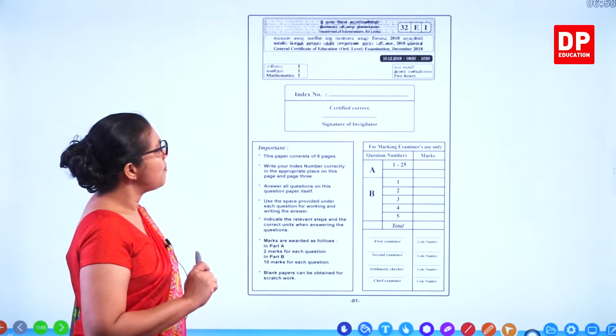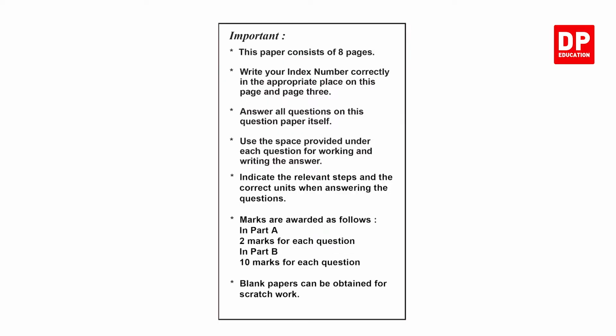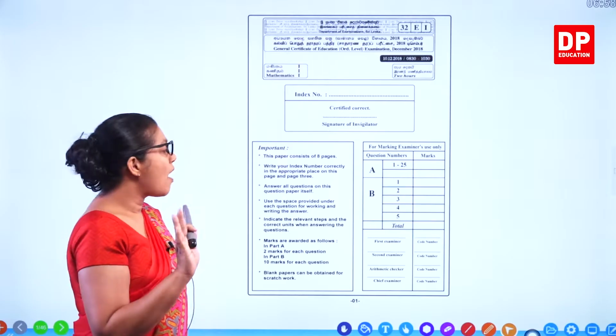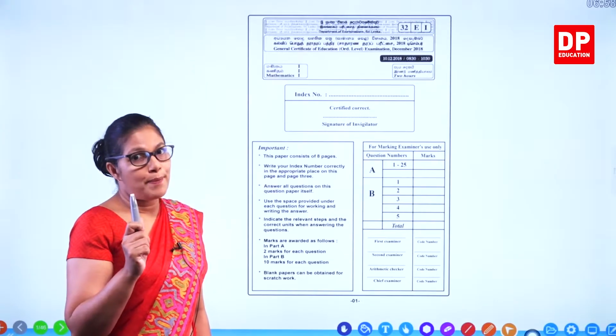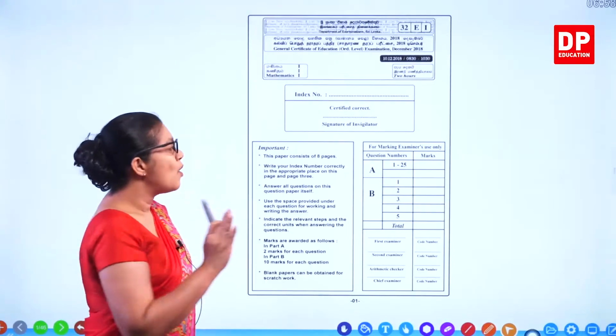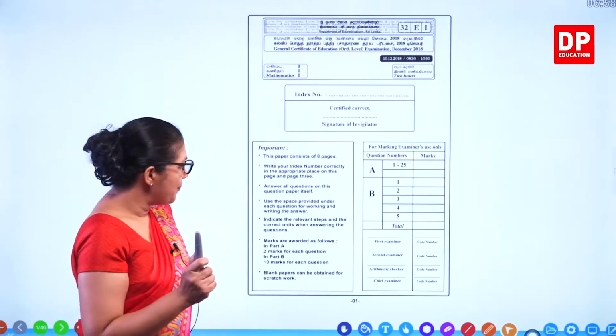In this paper it says 8 pages are there. Write your index number correctly in the appropriate place on this page and page 3. Answer all questions on this question paper itself. Also, this is important, use the space provided under each question for working and writing the answer. You can't take extra paper, so you have to answer within the space provided.